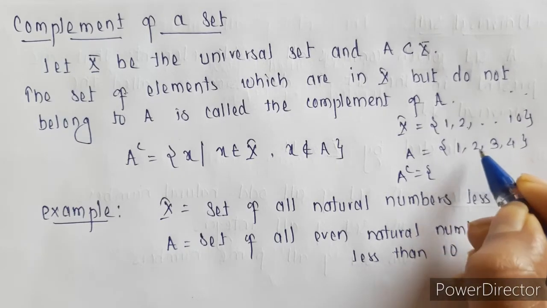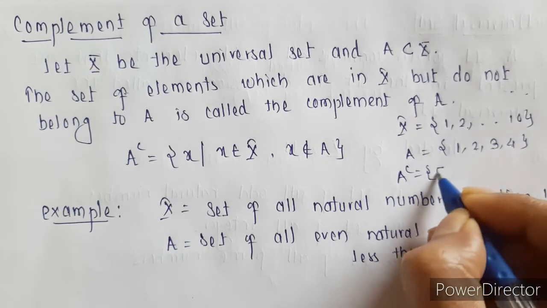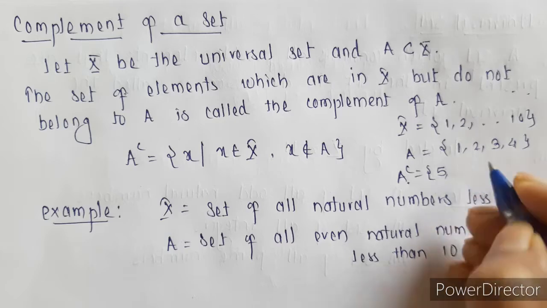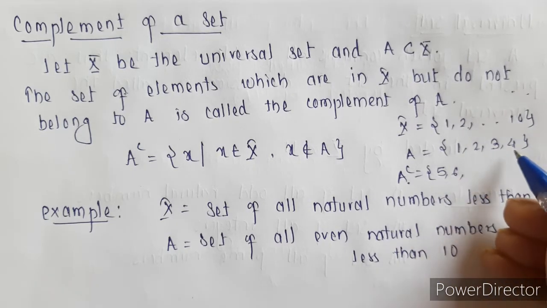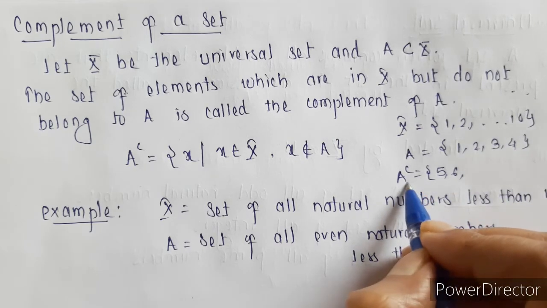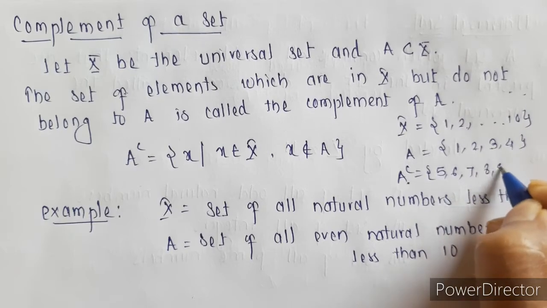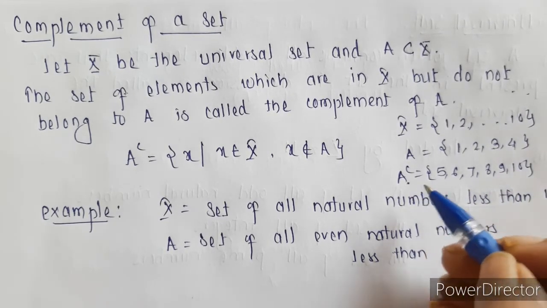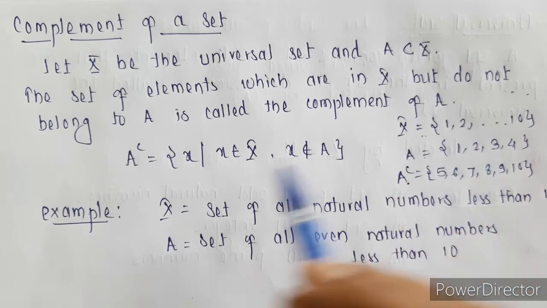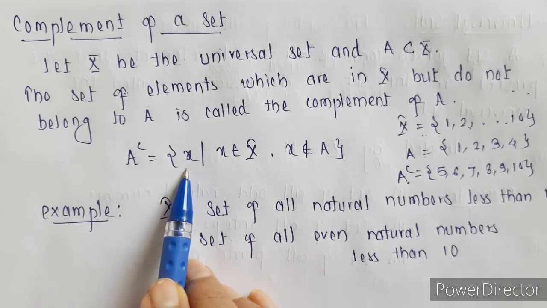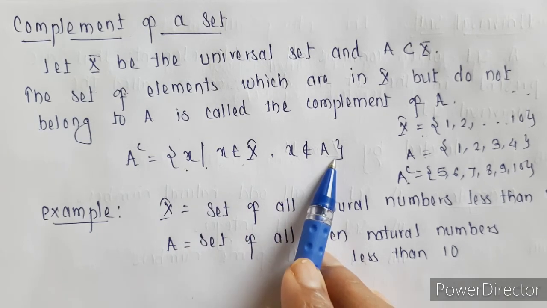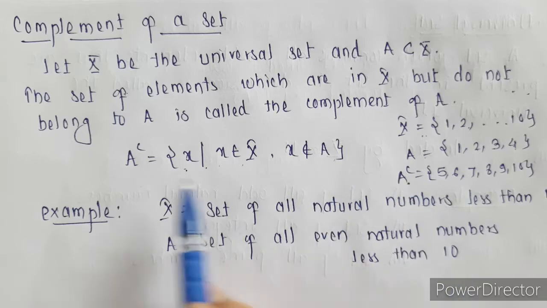So in A we have 1, 2, 3 and 4. So 5 we do not have in A but it is in X. So it will belong to complement. Then 6, it is also not there in A but it is there in universal set. So again it will belong to complement. Again 7, 8, 9 and 10. So complement is nothing but the elements which are in universal set but which are not in A. So complement can be written as set of all x such that x belongs to universal set but x does not belong to A. That becomes complement of A.